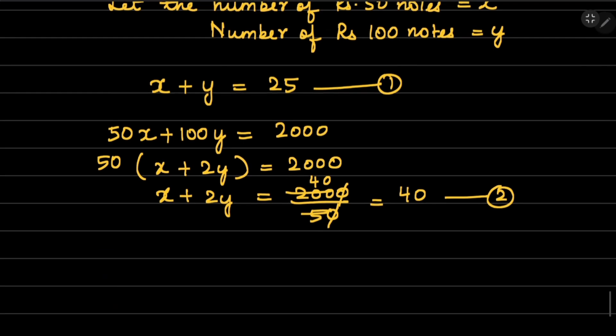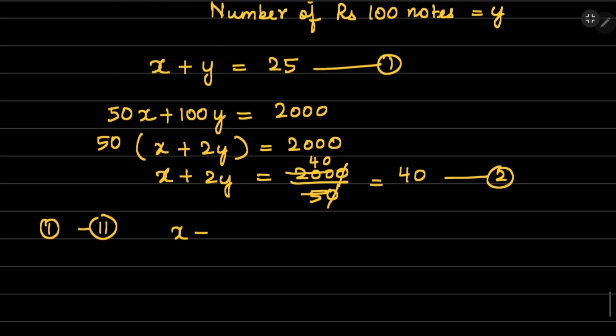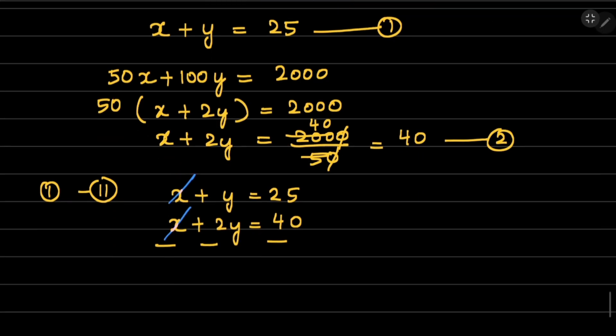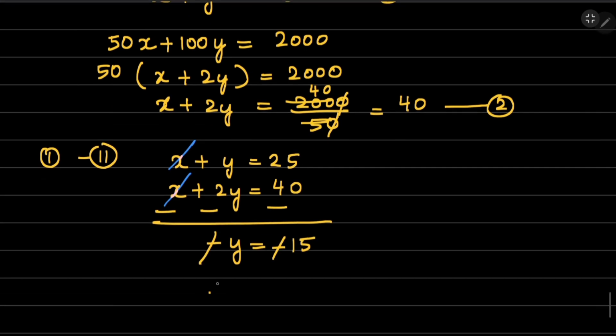Now, again, you have to use the elimination method. I can subtract equation 1 minus equation 2 because I see x in both. So x plus y is equal to 25 and x plus 2y is equal to 40. Change the sign. So you can cancel x and minus x. What is y minus 2y? It is minus y is equal to 25 minus 40, which is minus 15. So my negative sign gets cancelled. Therefore, you are getting y is equal to 15.